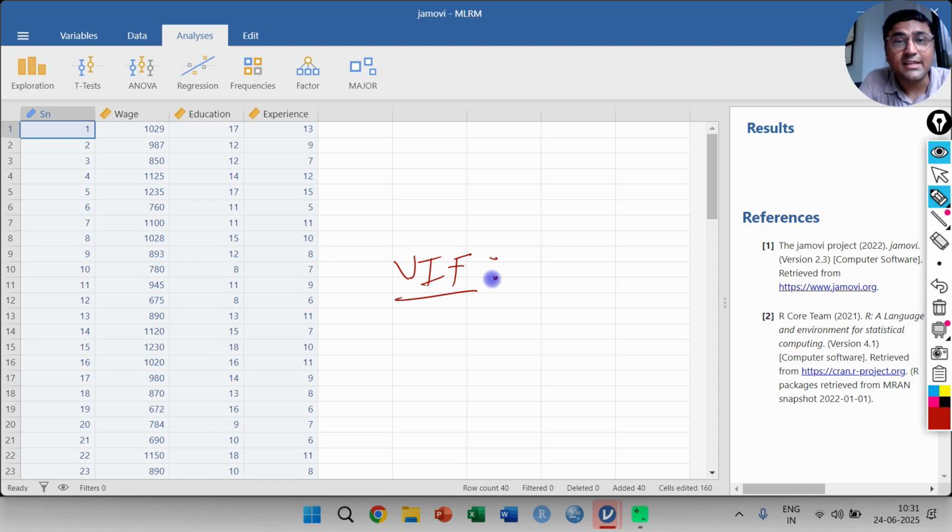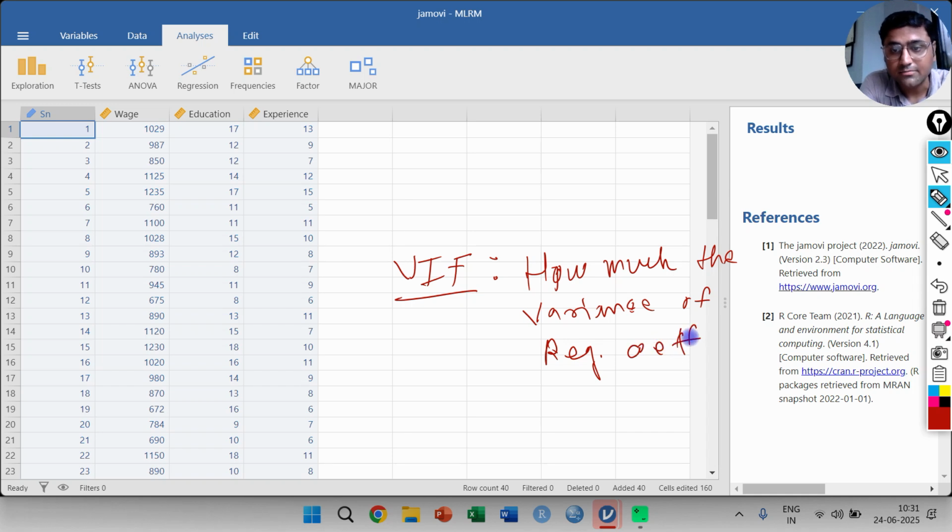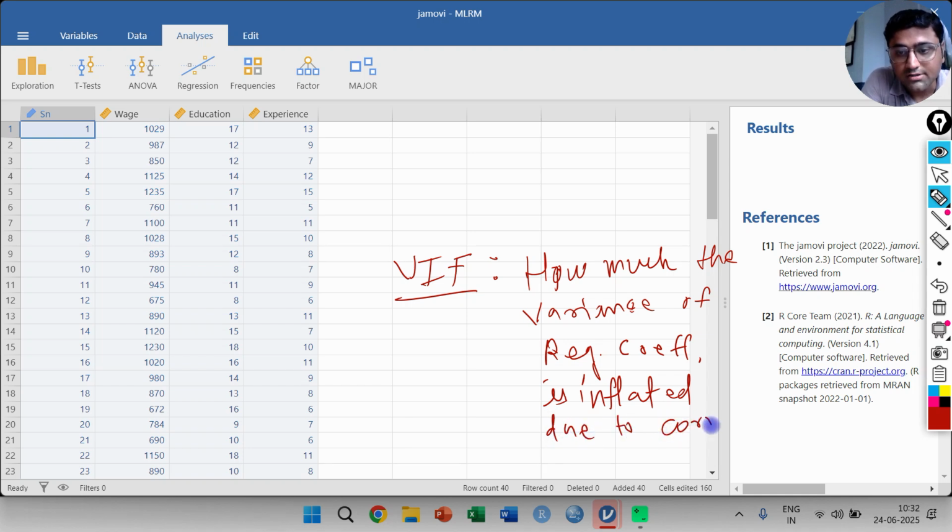VIF basically shows how much the variance of the regression coefficient is inflated due to correlations. That is the idea of VIF.